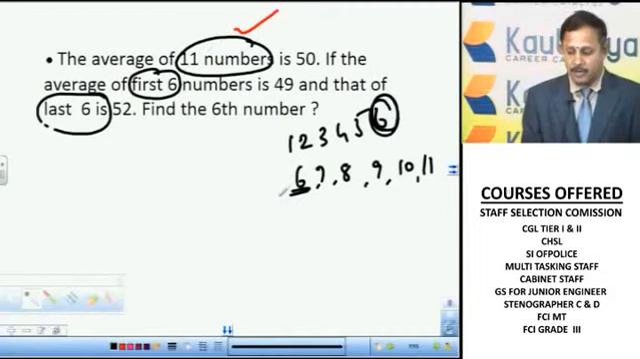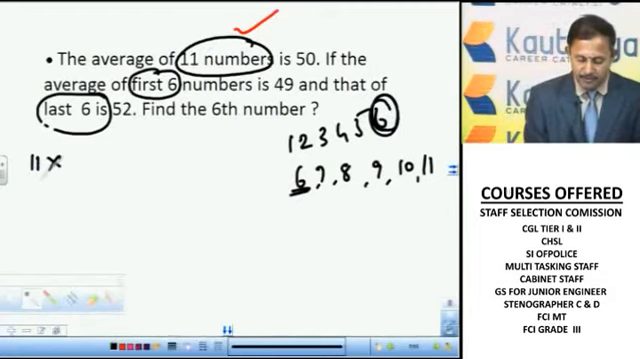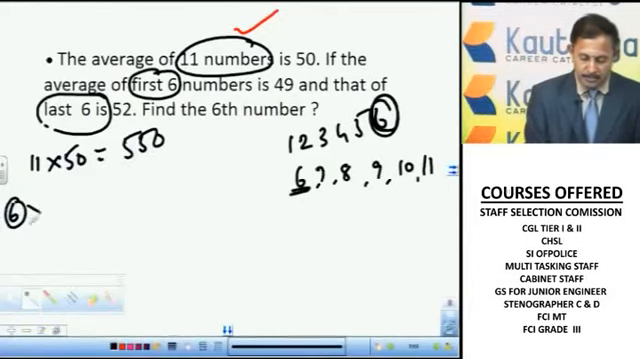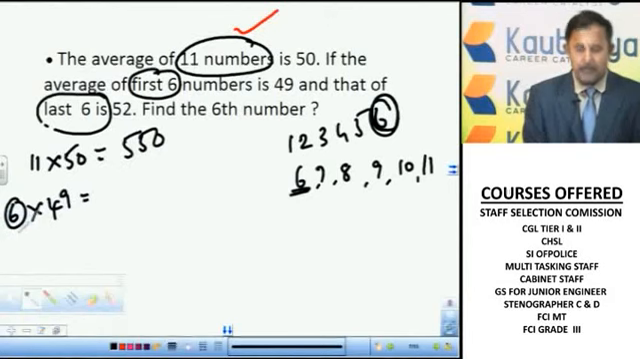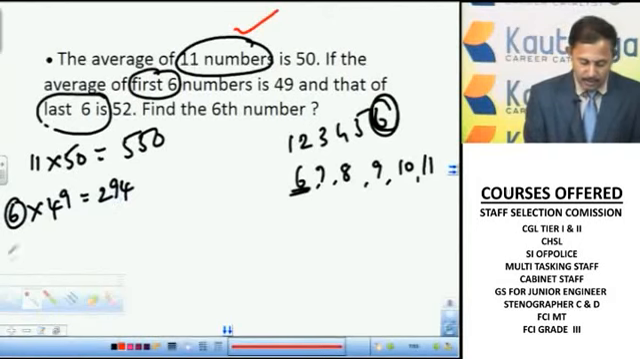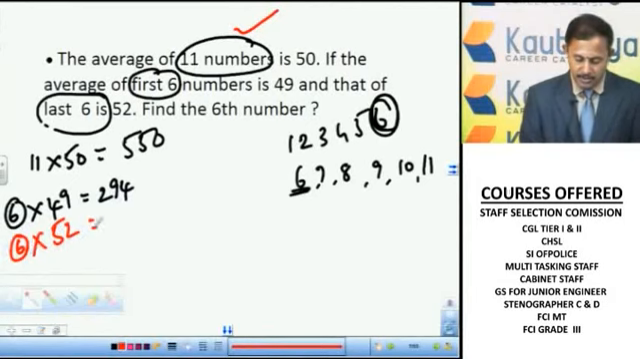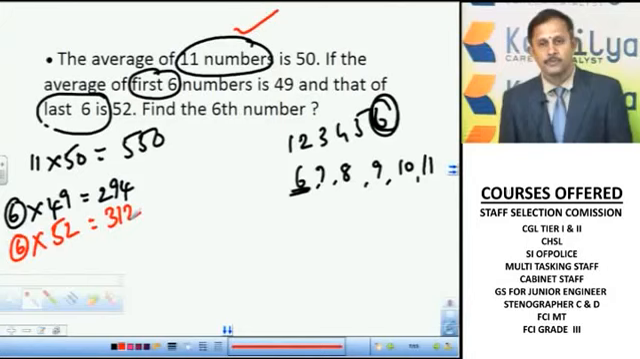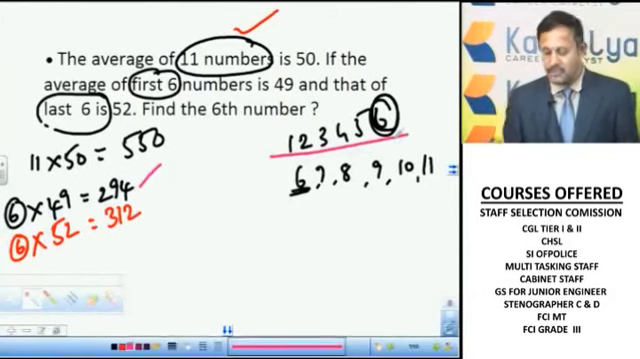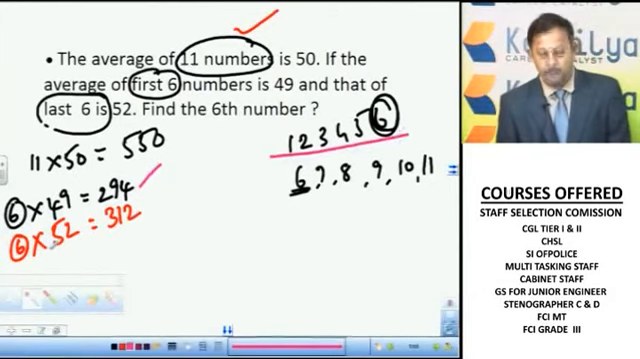And if you go for the detailed part of calculation, the average of 11 numbers is 50. So number into average, that is the total. Out of which the average of first 6 numbers is 49. Number into average, that is 294. The average of last 6 numbers is 52. So number into average, that is 312. So 6 into 49, 294. That is the total for all the 6 elements. 6 into 52, 312. That is the total for all these elements.